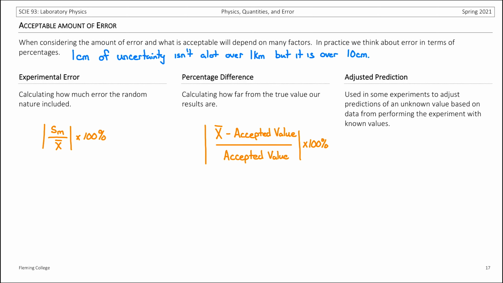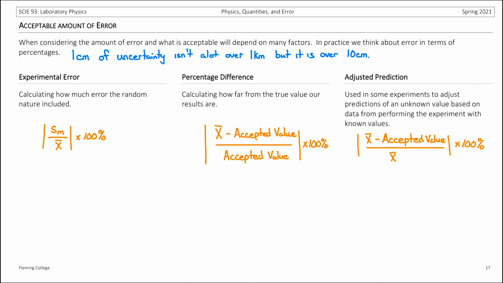That percentage difference is a percentage of the accepted value, which when we don't have a known value in the situation, we wouldn't be able to apply that. So when we're using an unknown value in an experiment, we want to use an adjusted prediction equation. What typically happens is we'll do our experiment on the known value and we'll calculate the percentage that it's off relative to the measurement we took instead of the accepted value. This percentage we can then take to the unknown value and use that to adjust our prediction up or down.